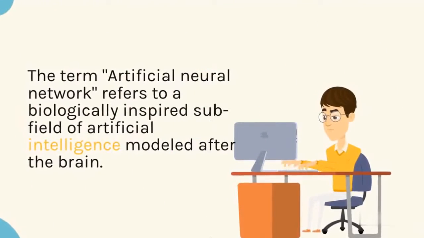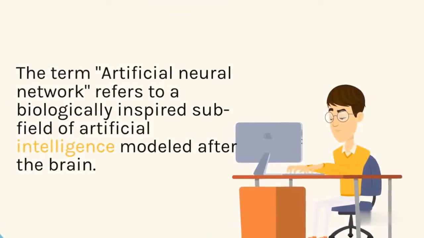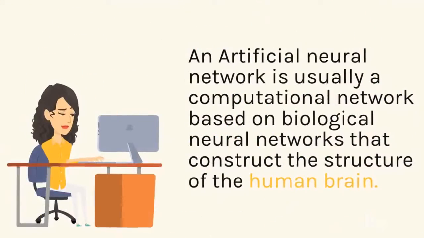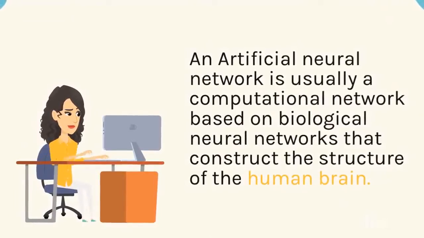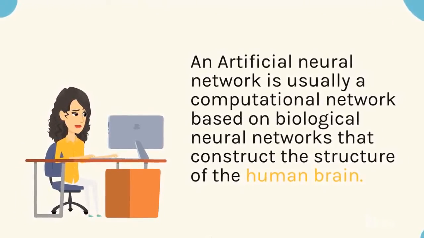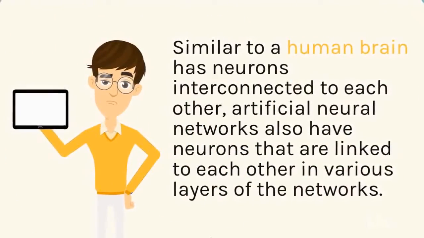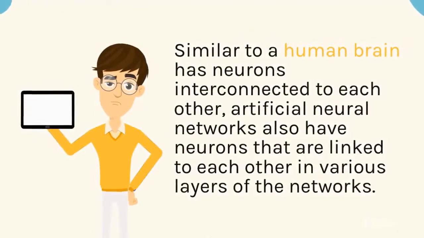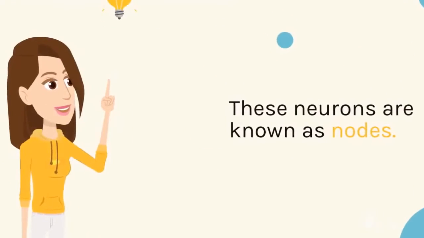The term artificial neural network refers to a biologically inspired subfield of artificial intelligence modeled after the brain. An artificial neural network is usually a computational network based on biological neural networks that construct the structure of the human brain. Similar to a human brain has neurons interconnected to each other, artificial neural networks also have neurons that are linked to each other in various layers of the networks. These neurons are known as nodes.